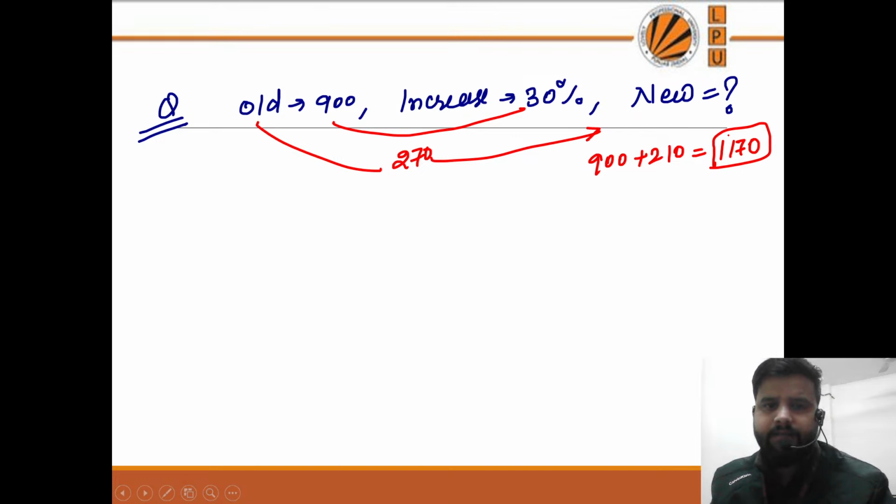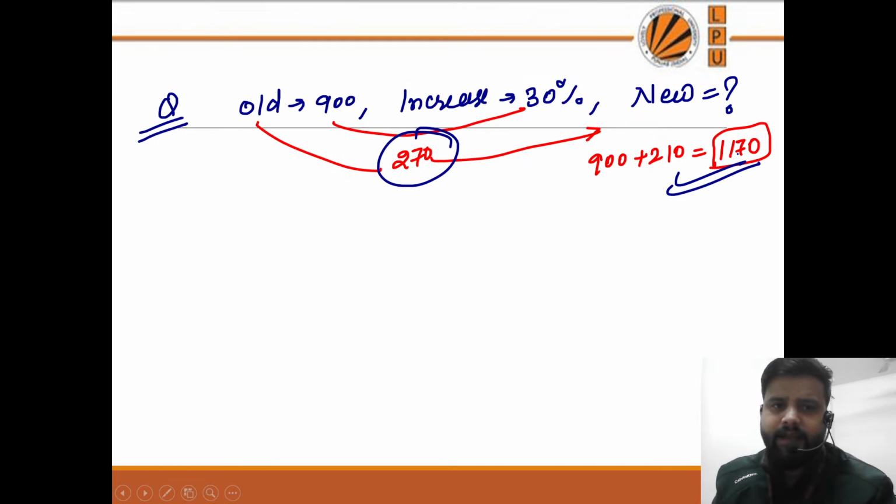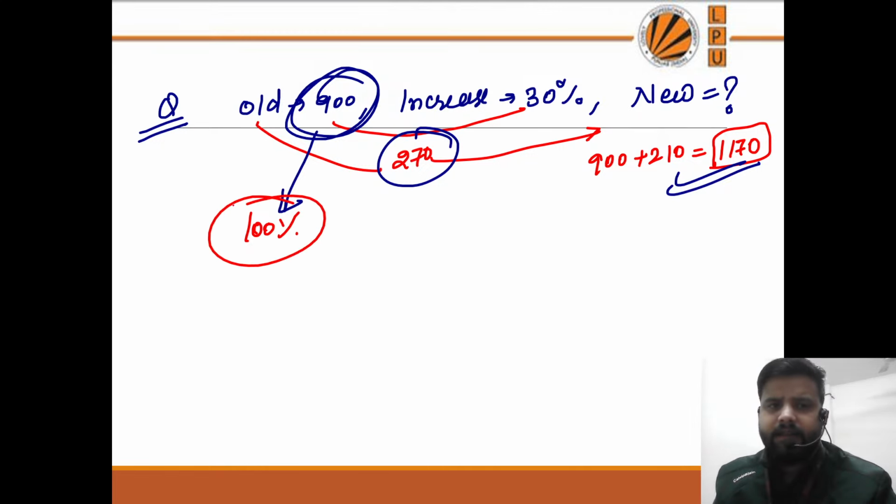Now I am telling you how to arrive at 1170 directly. What you did here in the question, you calculated the increase first, then you arrived at the new salary. Now I'm going to tell you how you can arrive directly at the new salary using the old salary. Now see here, tell me one thing, 900 is how much percentage of itself? The simple answer would be it is 100%, isn't it?